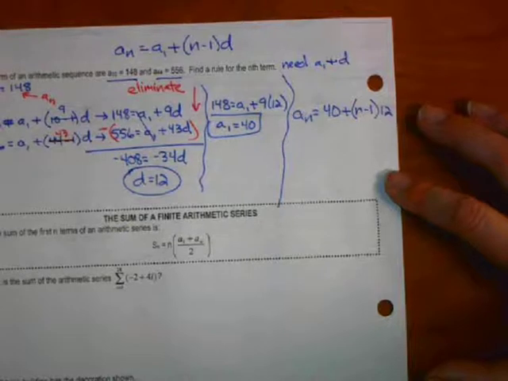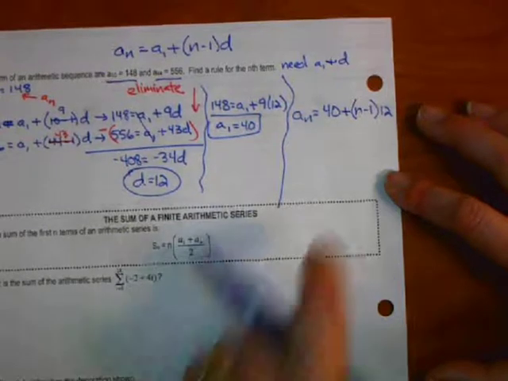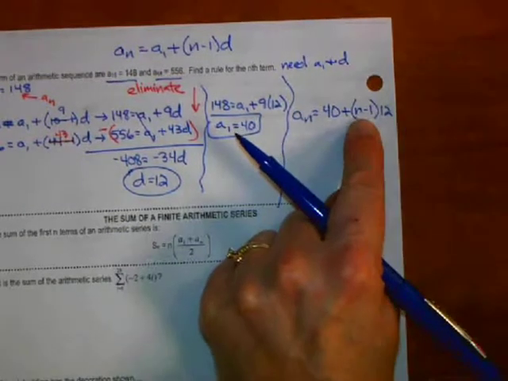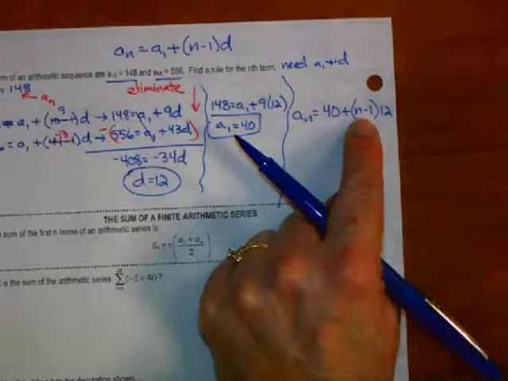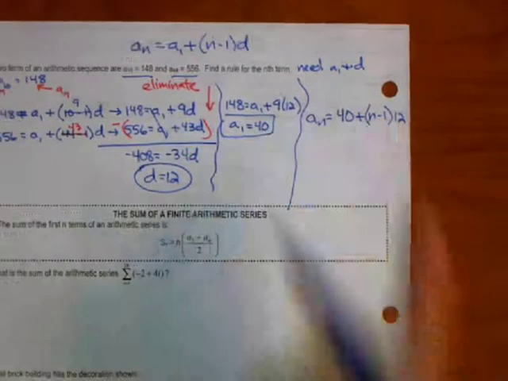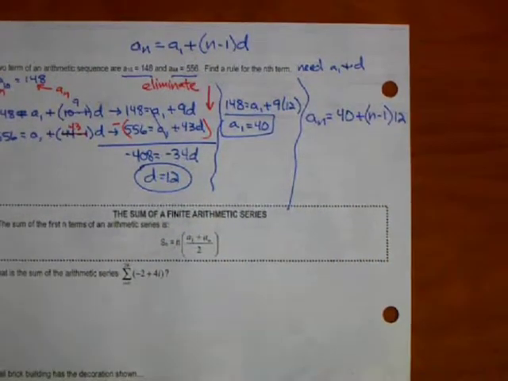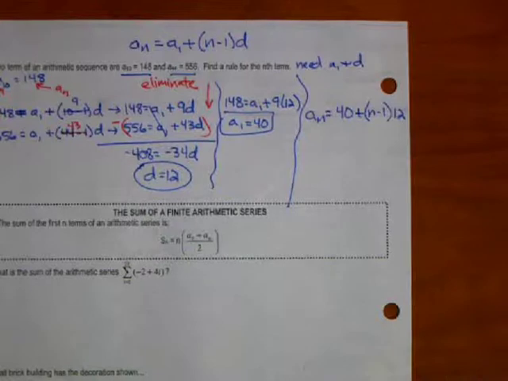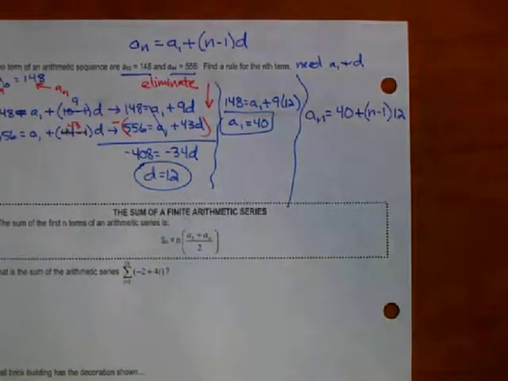You can just leave it like that. Now I can stick any number in. Like I want to know the 22nd term, I can stick in 22 for n and find out the value of the 22nd term. If I want to know the 8th term, I can stick in 8 for n and know what the 8th term is. Make sense? Okay.